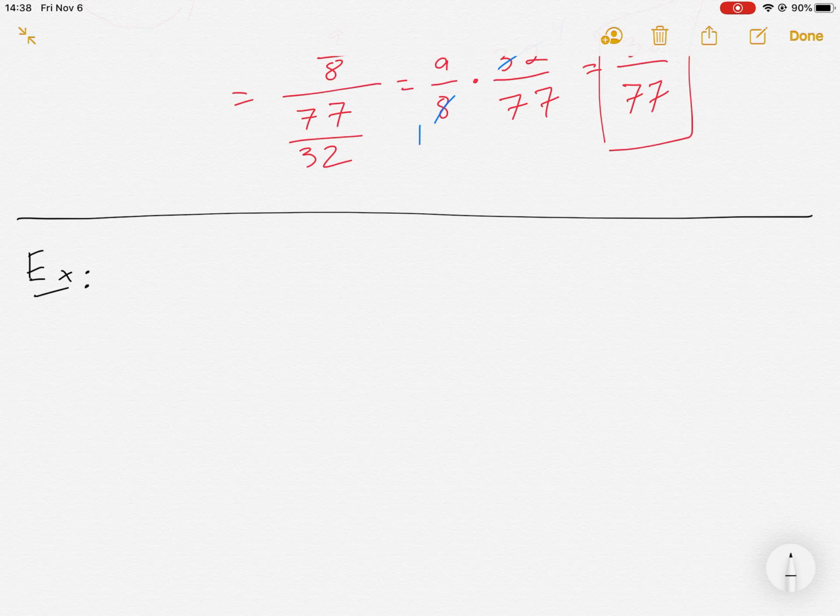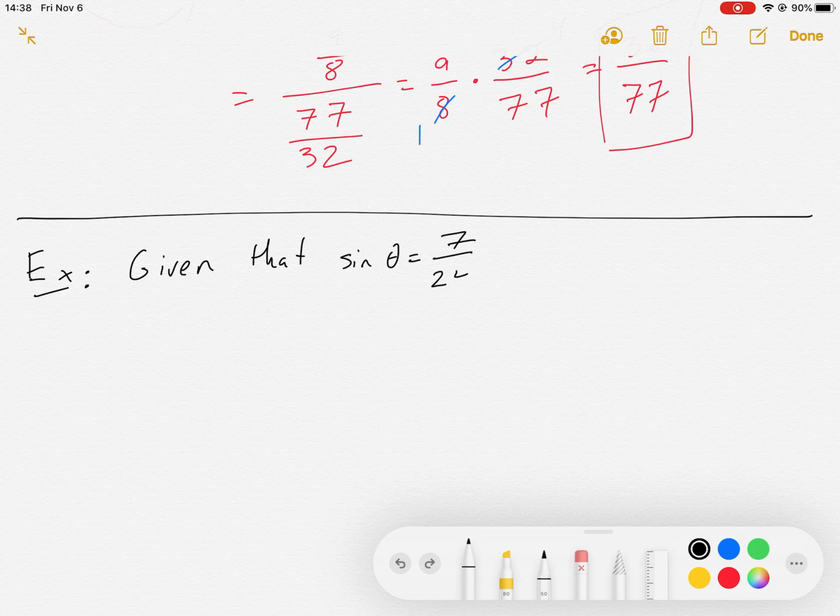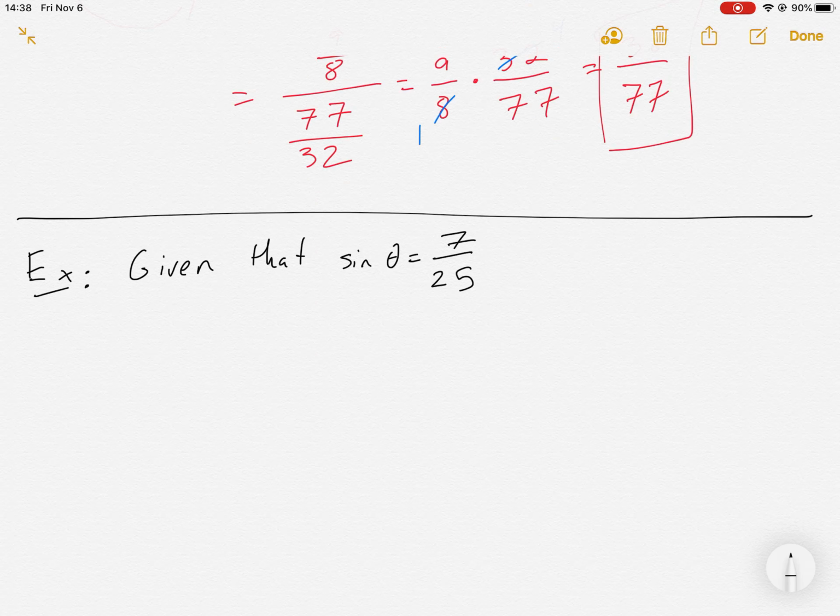We're going to say that we want to calculate a couple things. So for this whole problem, we're going to have a couple parts. For this whole problem, I'm just going to say given that sine of theta equals 7 over 25. The other side should be 24. We're going to determine sine of 2 theta. Okay, so this is sine of 2 times theta.